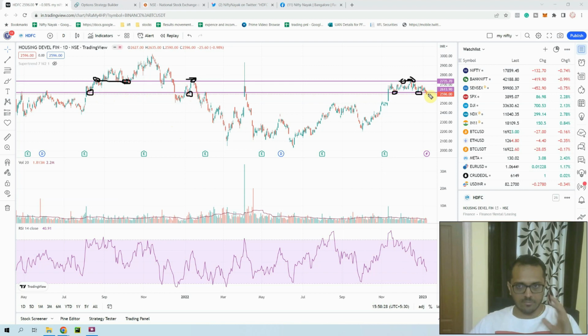If HDFC continues its rally, and as I told you, we have had a rally and after that it has been sideways, there is a high chance that it may go here and break here as well. So keep an eye on this, and in case it goes here very soon, then the call you have sold, you can close it. So that is the trade I will be taking in HDFC.